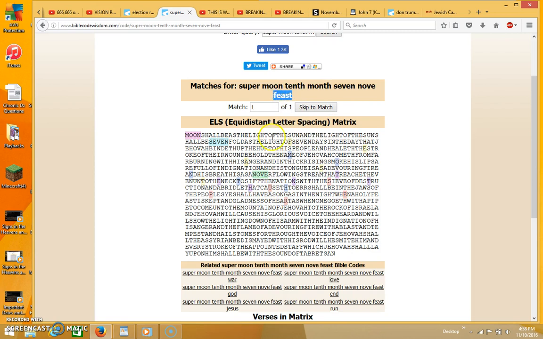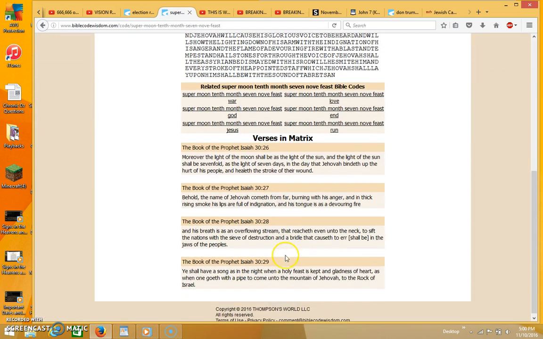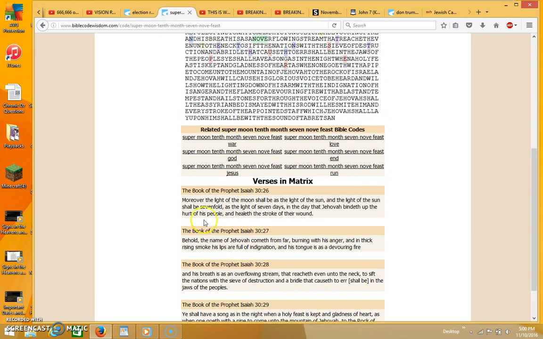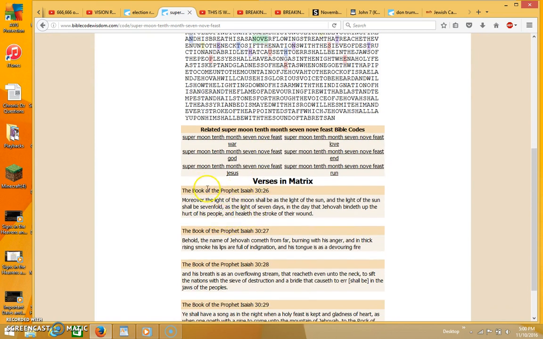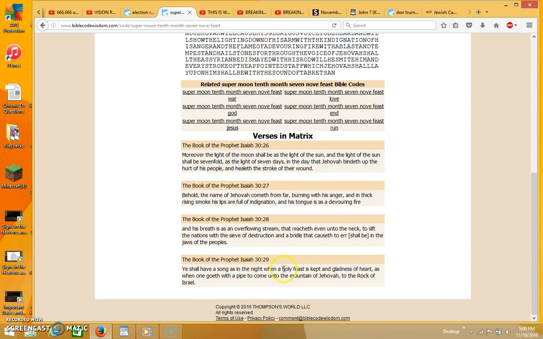And as you can see, the word feast comes up in this matrix in ELS form. It's coming up here in the yellow with the letters F, E, A, S, T. And it's interesting that it comes up right next to the term 7 days. And it's really interesting how this matrix reads. And I think I'm going to go ahead and read the matrix next, and then I'll go over the rest of the terms. But it's coming up in Isaiah 30, verses 26 through 29.